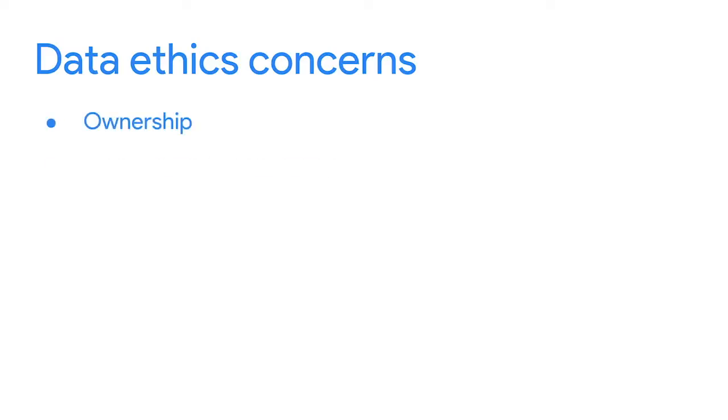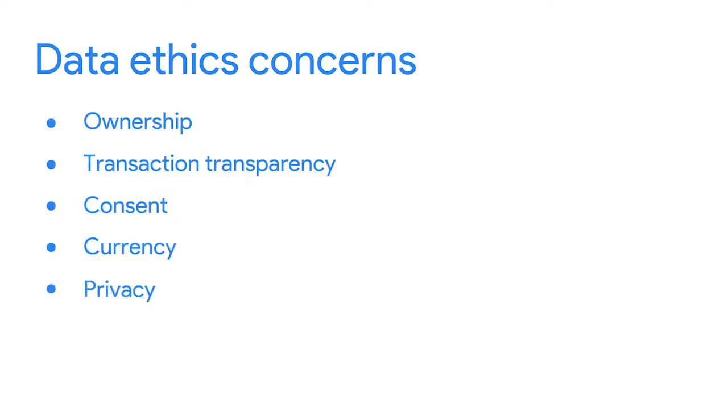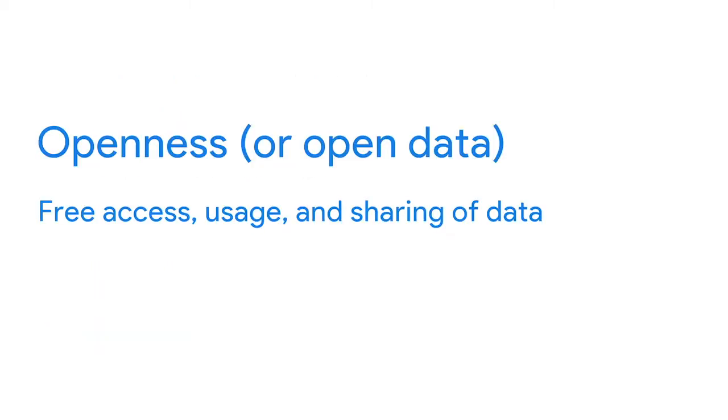So far, we've talked a lot about the power of data and the importance of data ethics concerns, including ownership, transaction transparency, consent, currency, and privacy. Now, let's talk about openness. When referring to data, openness refers to free access, usage, and sharing of data. Sometimes we refer to this as open data, but it doesn't mean we ignore the other aspects of data ethics we covered. We should still be transparent, respect privacy, and make sure we have consent for data that's owned by others. This just means we can access, use, and share that data if it meets these high standards.